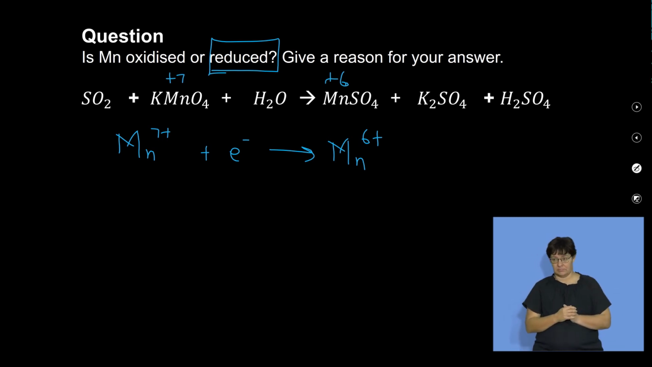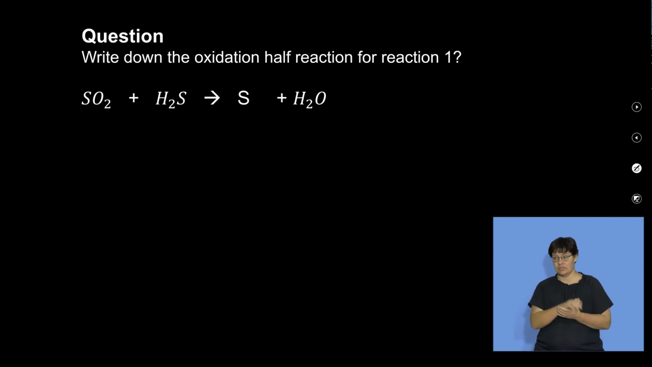Having said that, we can move into the next question, which says, write down the oxidation half reaction for reaction 1. Oxidation in this case has to do with the loss of electrons. Let's look at what is happening. In sulfur dioxide, oxygen is minus 2 and sulfur is plus 4 in this combined state, and then here it's 0. So oxidation has to do with loss.